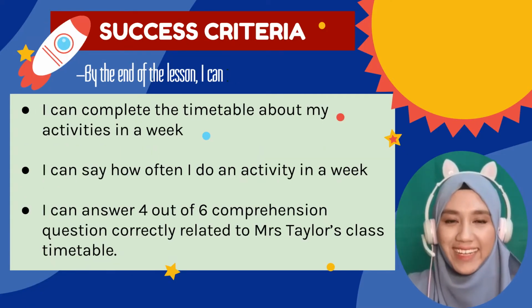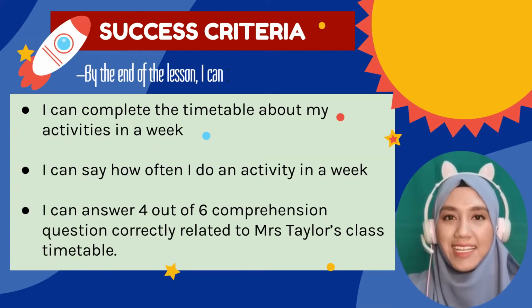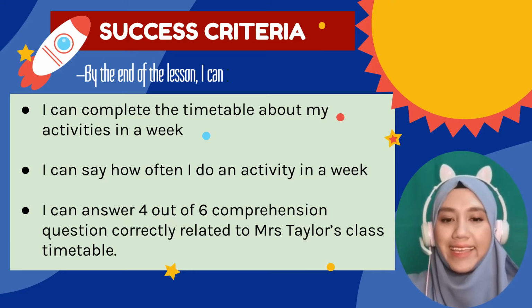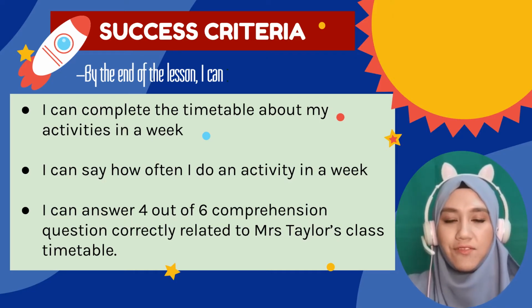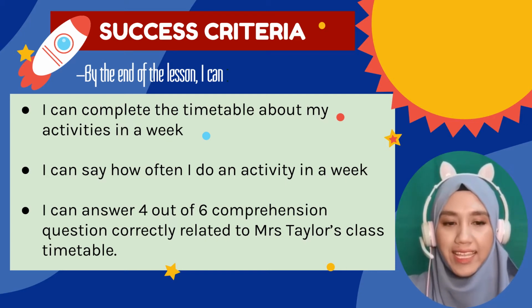Success criteria. For this lesson, the success criteria is: I can complete the timetable about my activities in a week. I can say how often I do an activity in a week, and I can answer 4 out of 6 comprehension questions correctly related to Mrs. Taylor's class timetable.